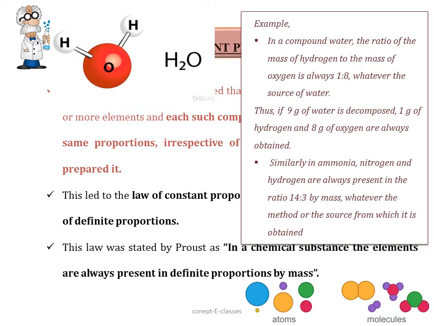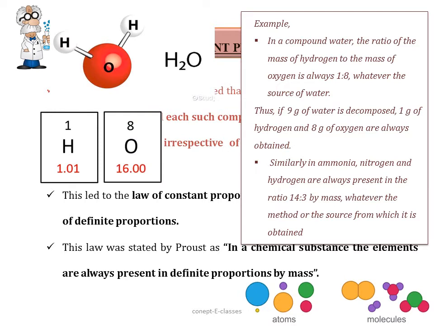Okay, so whatever the source of water may be, if you take the water from a lake or from the ocean or from a river, it always contains two atoms of hydrogen and one atom of oxygen. Okay, it contains the same elements, and the ratio of the mass of hydrogen to the mass of oxygen also remains the same. It always remains 1:8. Now how do we get this ratio 1:8? It is because the mass of a hydrogen atom is 1 and the mass of an oxygen atom is 16.